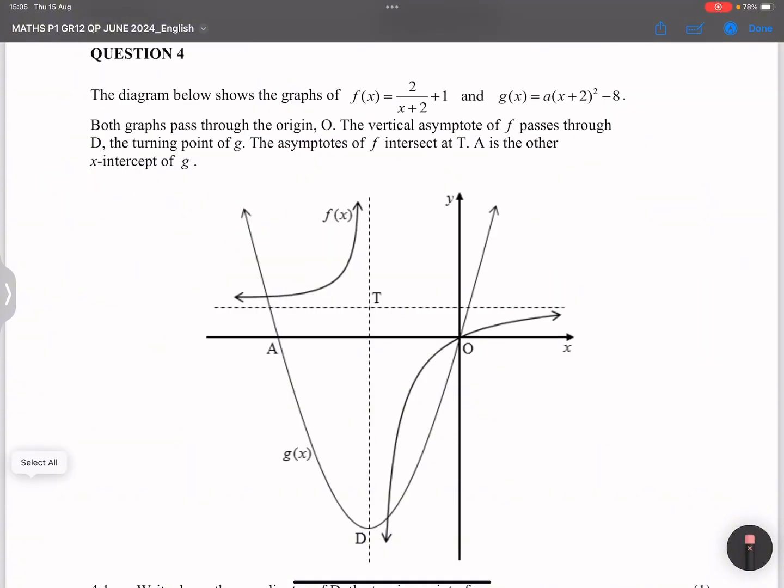Right, we'll look at question 4 now. They say the diagram below shows the graph of f of x, which is 2 over x plus 2, plus 1. That's a hyperbola. And g of x, which is a into x plus 2 all squared minus 8. That's definitely a parabola. Right, now they say to us both graphs pass through the origin, which is O. The vertical asymptote of f passes through D, the turning point of g. The asymptotes of f intersect at T, so there's T over there. Right, and A is the other x-intercept of g.